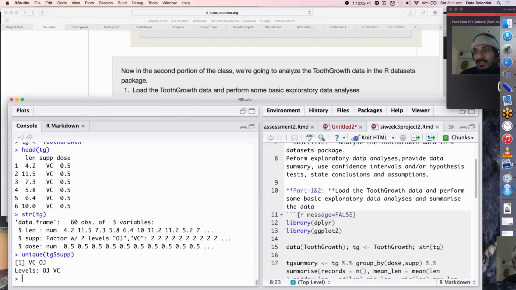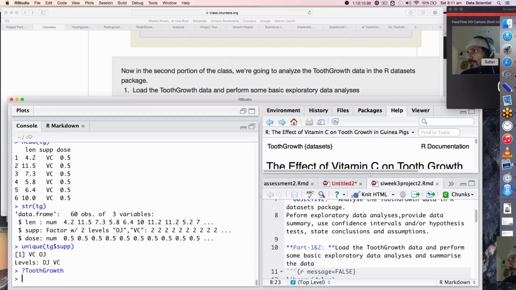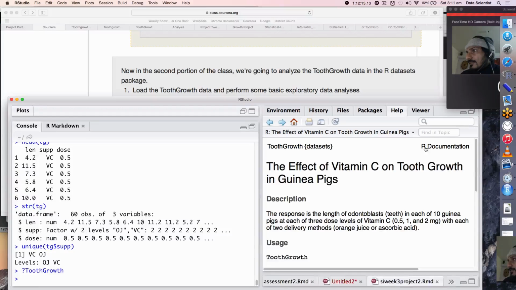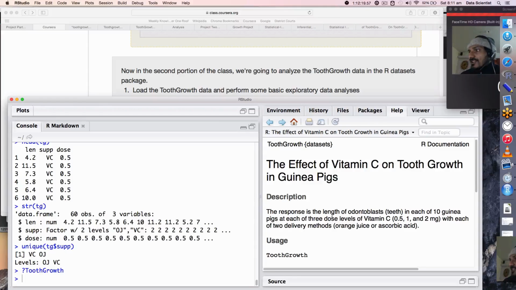So what is this data? You can see help. You can say help of ToothGrowth. If you go to the help, it says the effect of vitamin C on tooth growth in guinea pigs. The response is the length. Basically guinea pigs have been given vitamin C, and then they want to see how much the tooth has grown.